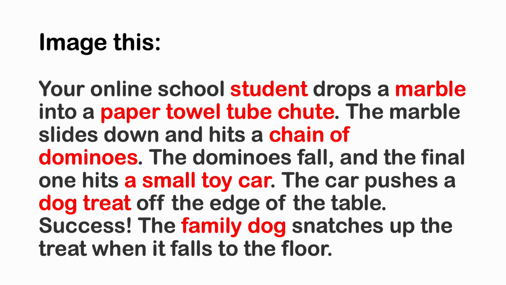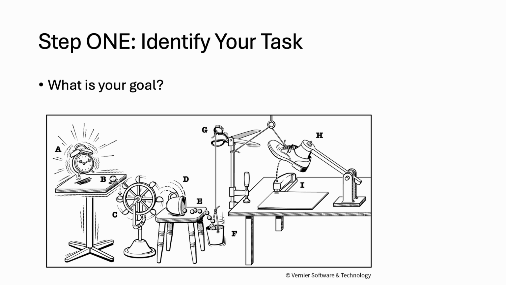You can see that to complete this major task, which is to give your family dog a treat, you utilize multiple materials: the marble, paper towel tube, dominoes, small toy cars, right? These are the fundamental materials that people can use for building a Rube Goldberg machine. How can we do that?